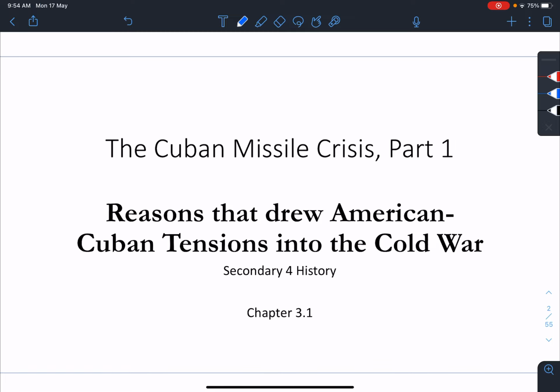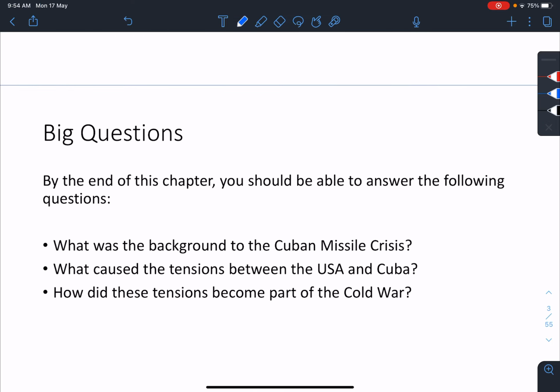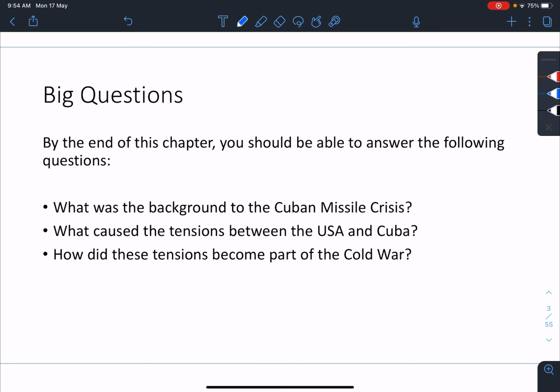This is where we are going to begin. Okay. So these are the questions. You have them on your notes. What is the background to the Cuban Missile Crisis? Long story short, what happened is that the Soviets placed nuclear missiles on Cuba. Because Cuba is in the American backyard, the Americans start freaking out. There is the crisis, okay?